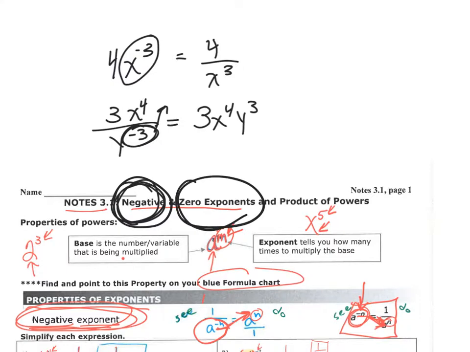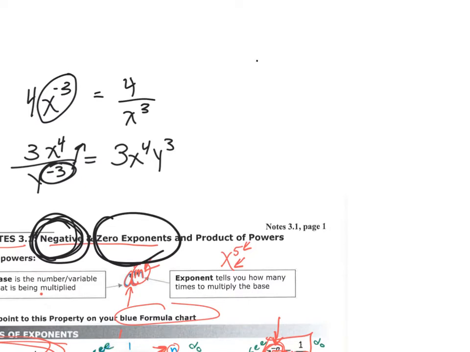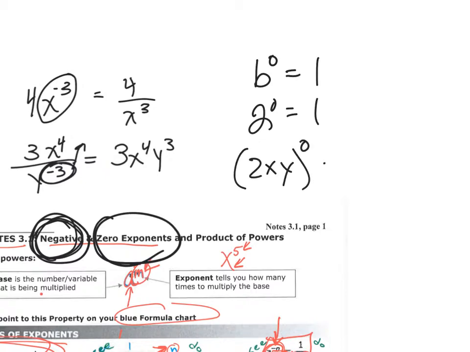The next thing we talked about was 0. And we know that anything raised to the 0 power equals 1. So if I had 2 to the 0, it equals 1. If I have this base and I raise it to 0, it equals 1.